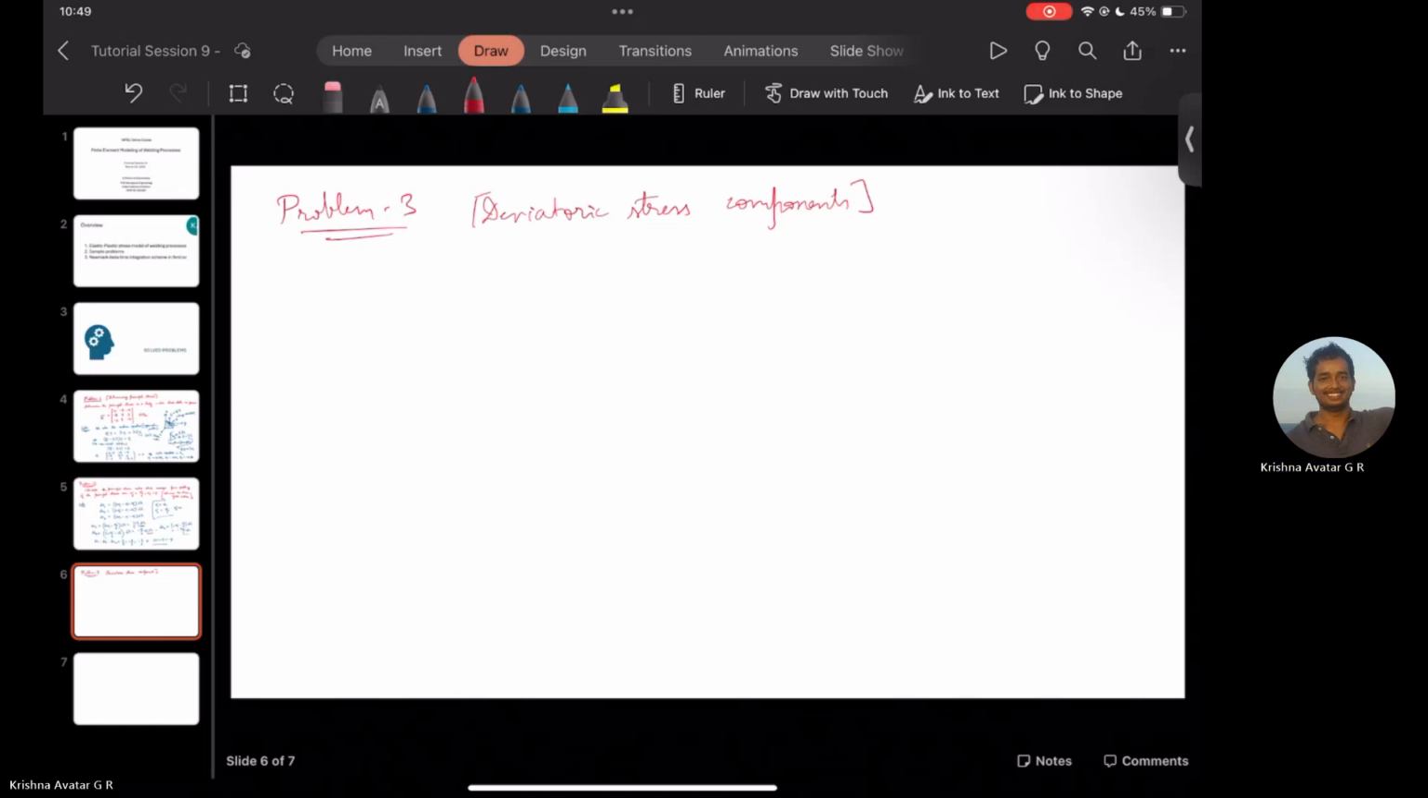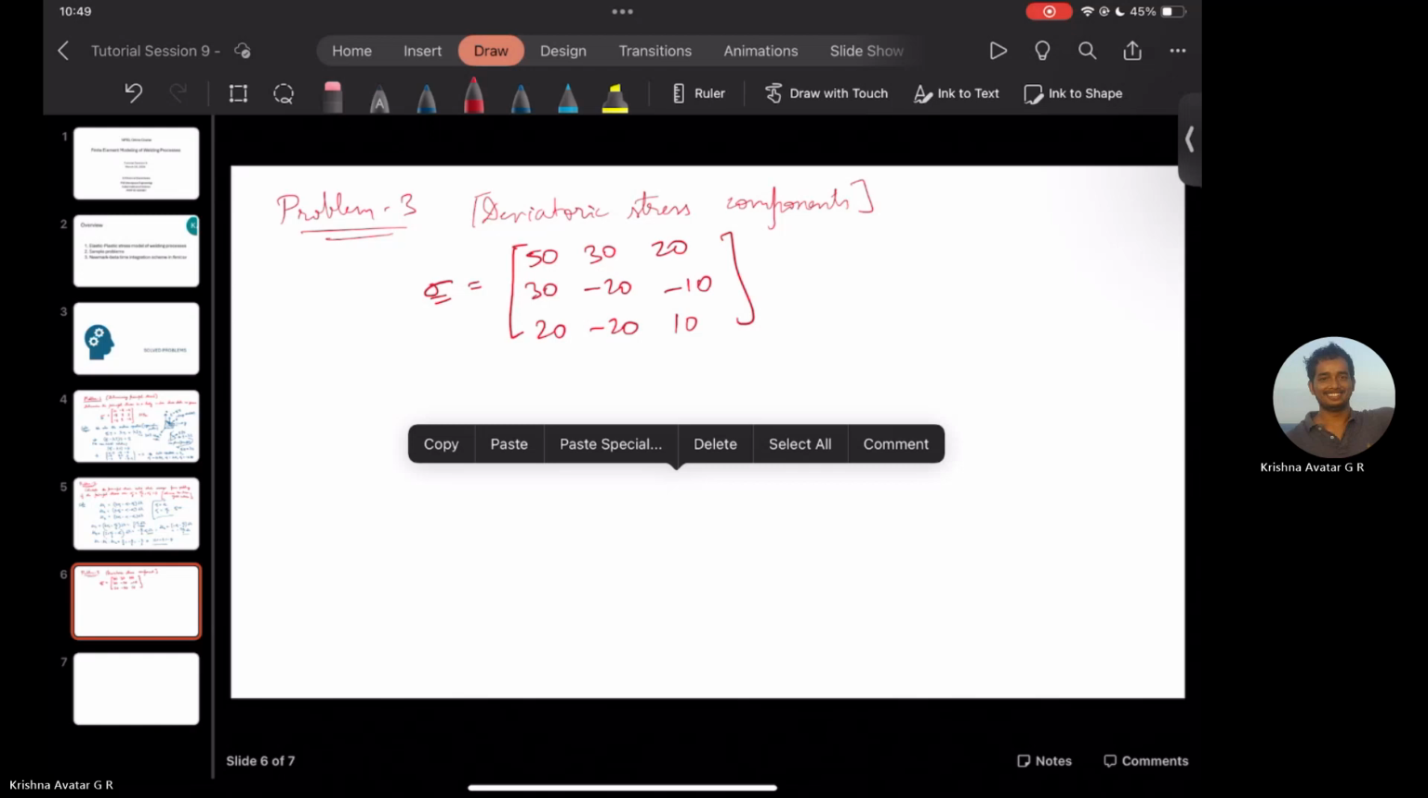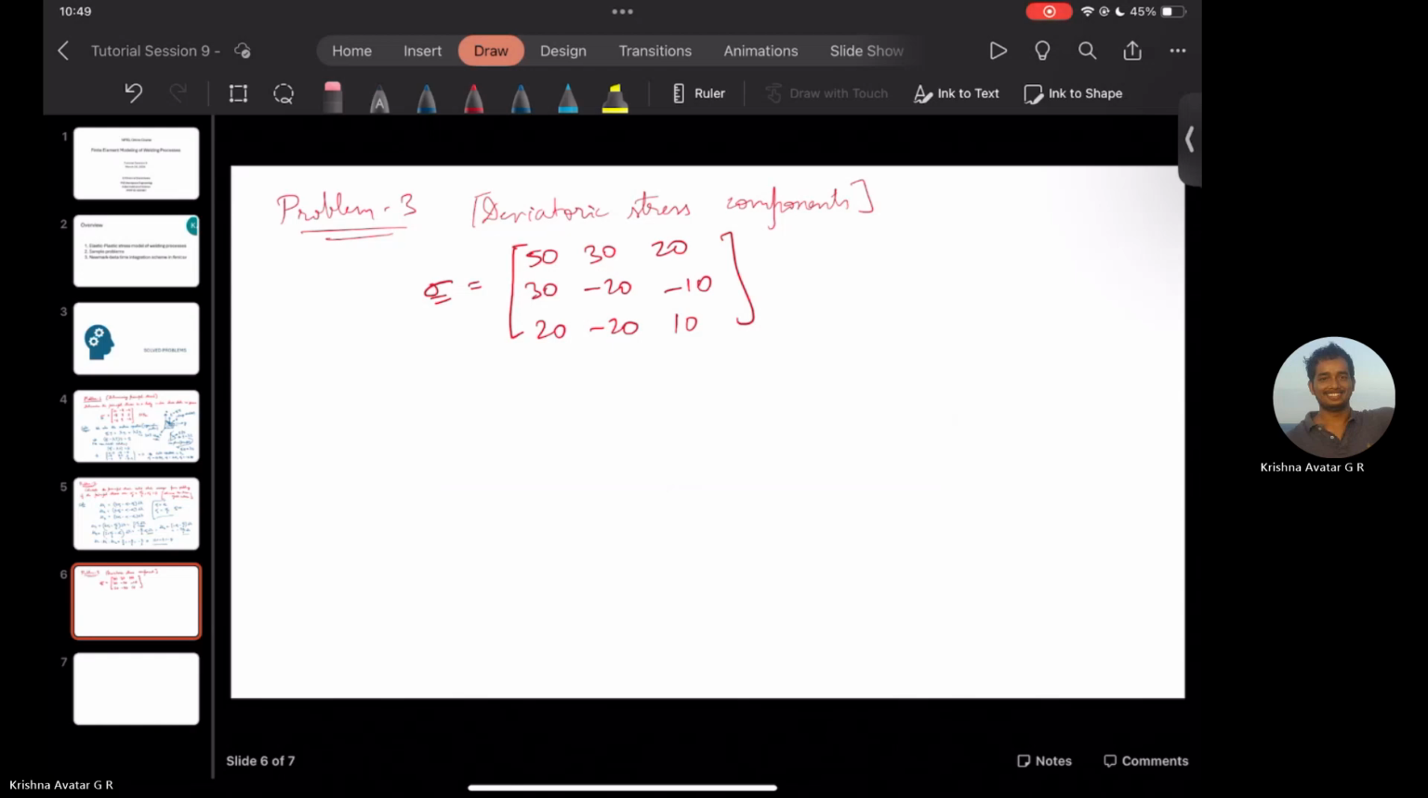We need to determine the deviatoric stress component for this problem. σ is equal to the matrix with rows 50, 30, 20; 30, minus 20, minus 10; 10, minus 20, and 20. Obviously you'll notice that there's no symmetry, but I'm just taking it to be some general matrix here. It may not be symmetric.